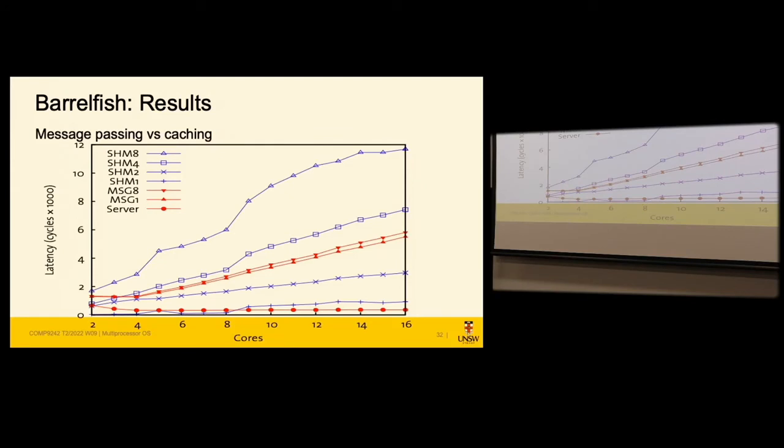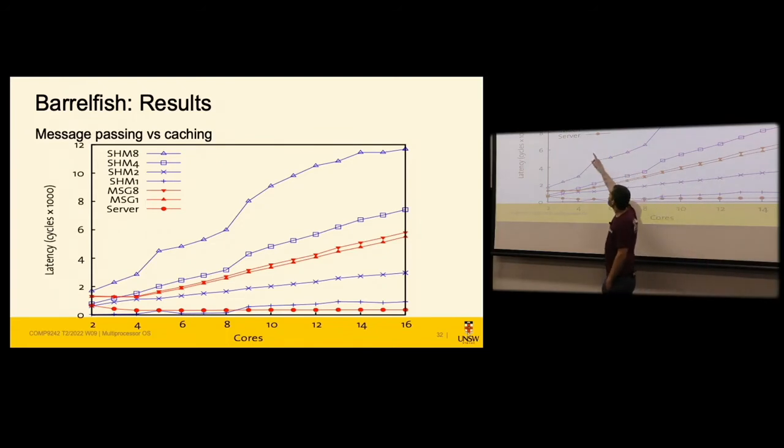Okay, so if we look at some performance results from Barrelfish, this is comparing the cost of explicit message passing versus the implicit cache coherence of accessing memory. It's a very simple benchmark where a program writes a particular number of cache lines as fast as it can and sees how long it takes to do that a certain number of times.